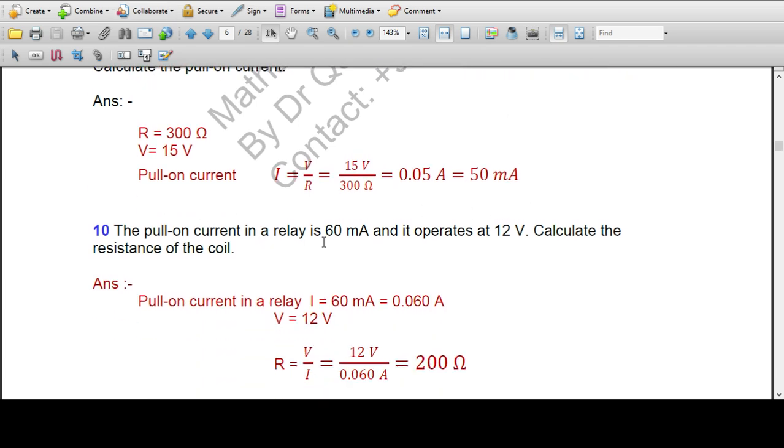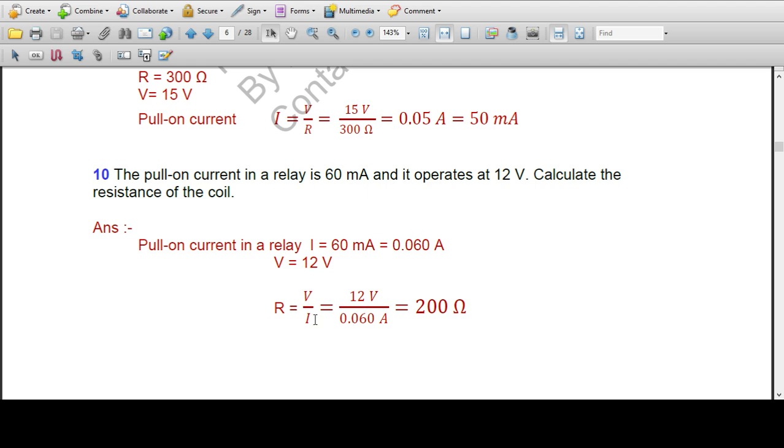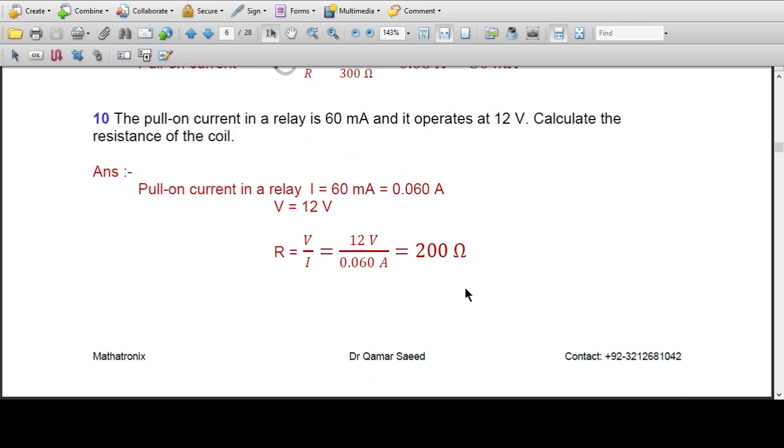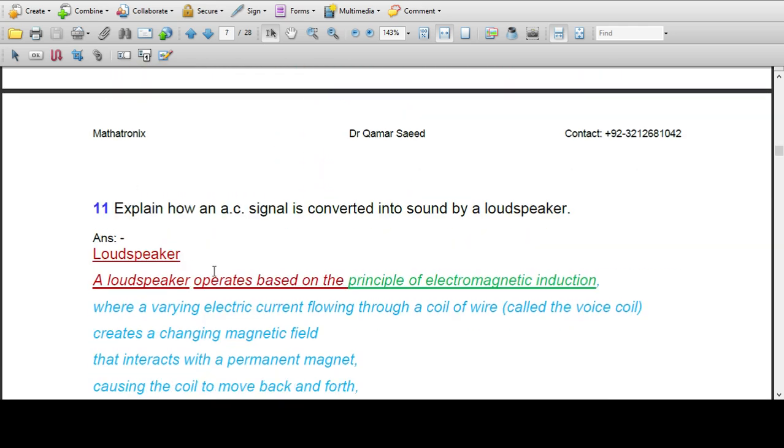The pull-on current in a relay is 60 milliampere and it operates at 12 volt. Calculate the resistance of the coil. Pull-on current of the relay is 60 milliampere, which is 0.060 ampere, and voltage is 12 volt. Resistance equals V upon I, 12 volt divided by 0.060 ampere is equal to 200 ohms. So 200 ohms is the resistance.